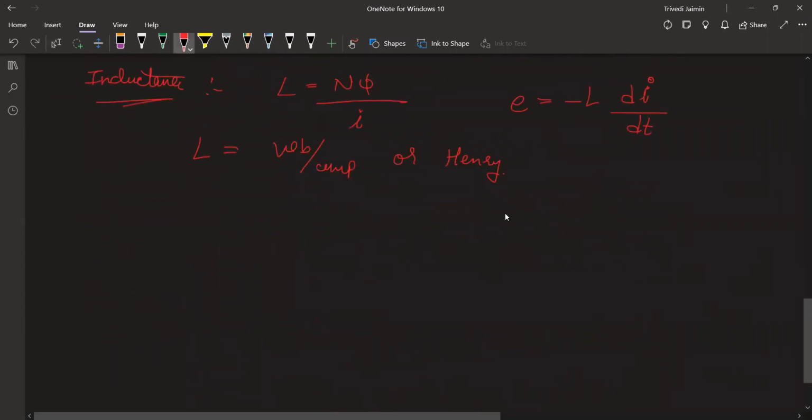Self done, now mutual. Mutual inductance M equals phi by I. If it is n number of turns, it will be N phi by I. So M I equals N phi. We can say that.